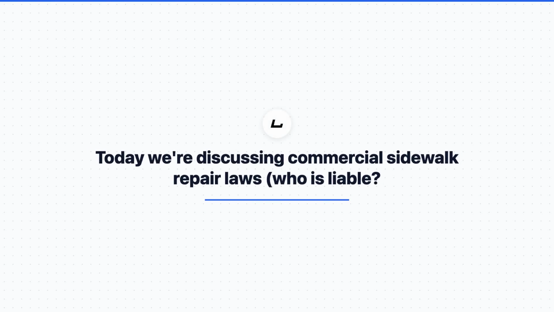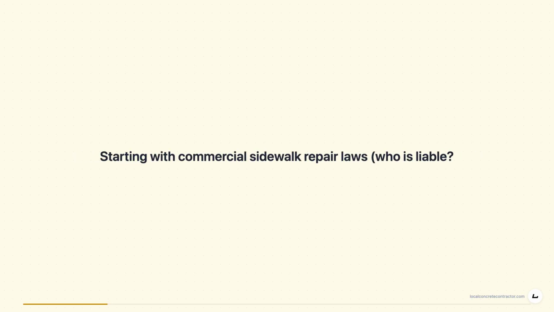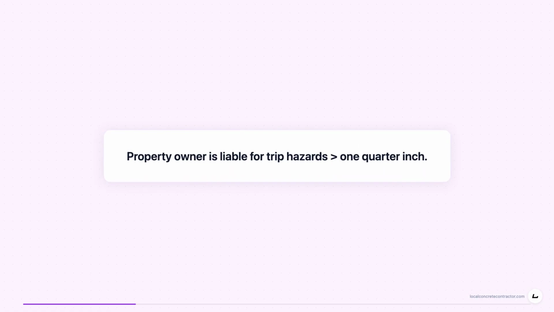Today we're discussing commercial sidewalk repair laws, who is liable, the key factors and what to consider. Starting with commercial sidewalk repair laws, who is liable? Property owner is liable for trip hazards 1/4 inch.